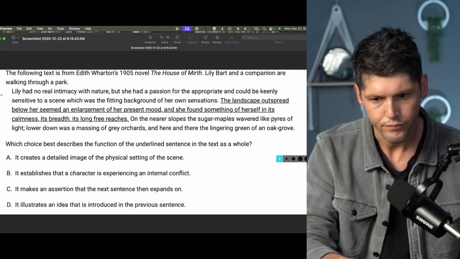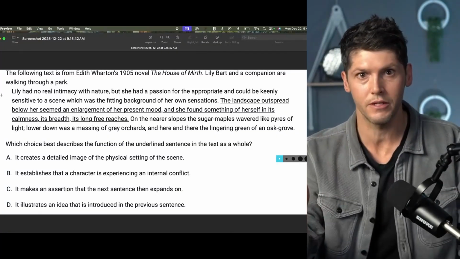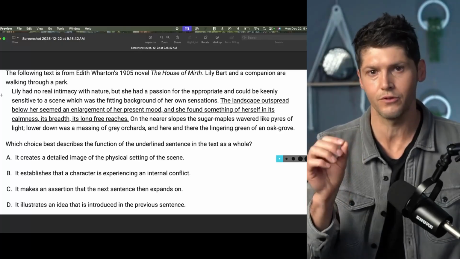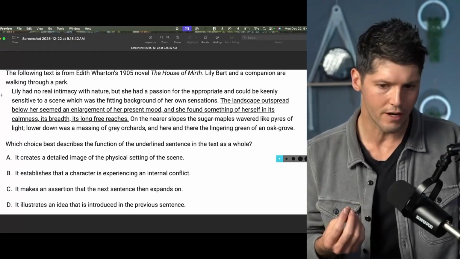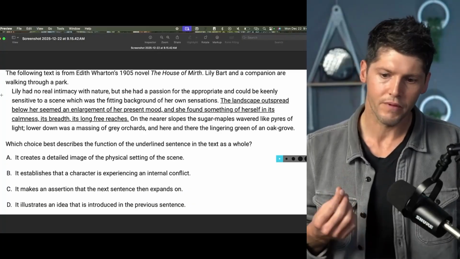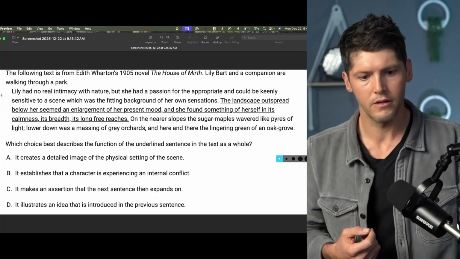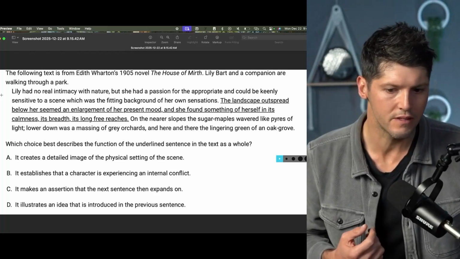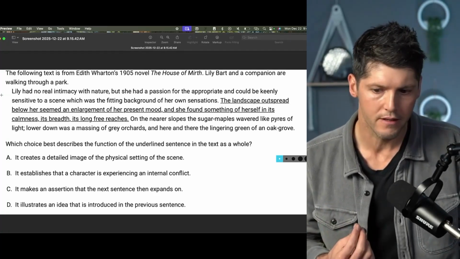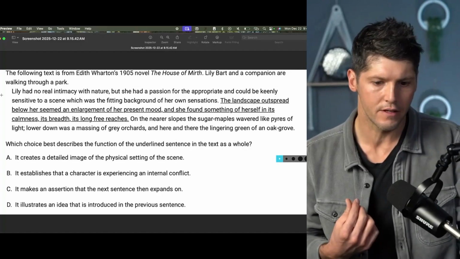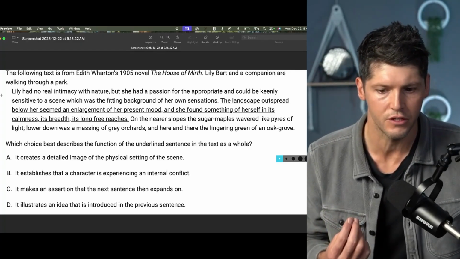Okay. So the introduction is always useful. I'll read that as well. Don't skip introductions. You will gain points if you just read introductions. The following text is from Edith Wharton's 1905 novel, The House of Mirth. Lily Bart and a companion are walking through a park. Lily had no real intimacy with nature, but she had a passion for the appropriate and could be keenly sensitive to a scene which was the fitting background of her own sensations.